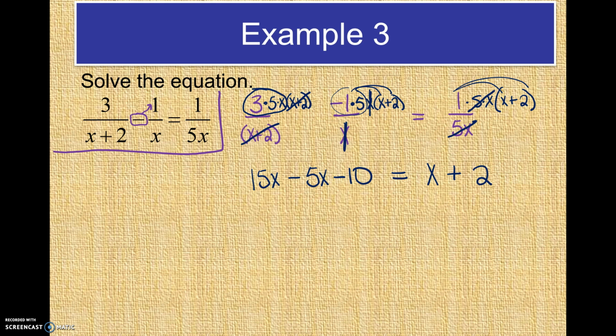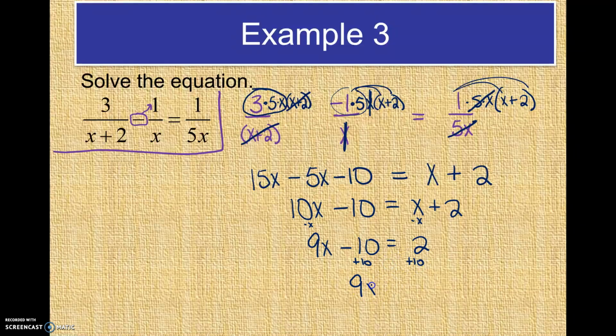Does that equation look a little bit easier to solve than the crazy fractions? Okay. So we have 10x minus 10 equals x plus 2. We would need to subtract x on both sides. So 9x minus 10 equals 2. And then add 10 to both sides, so 9x equals 12.